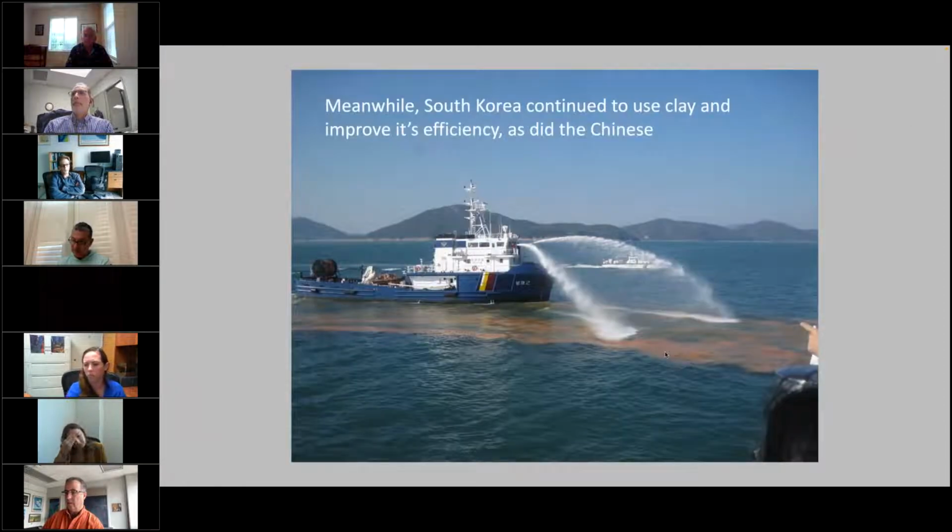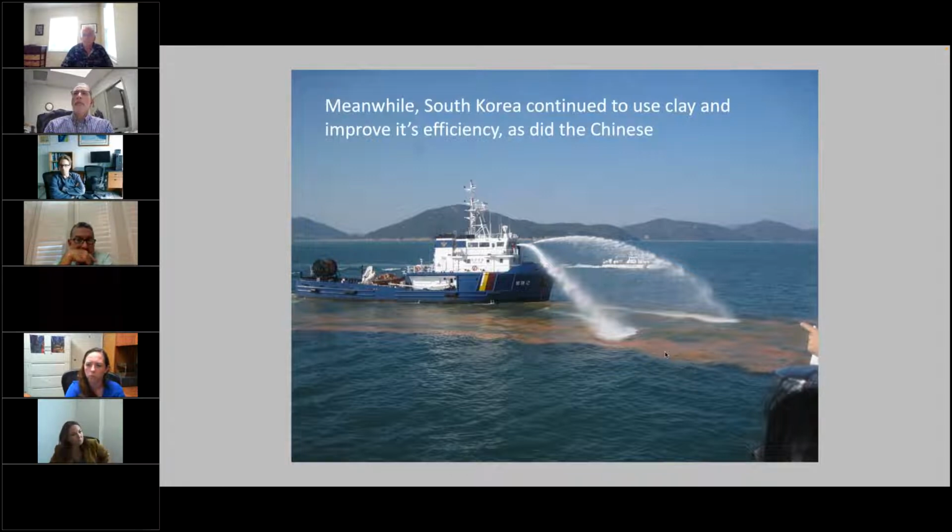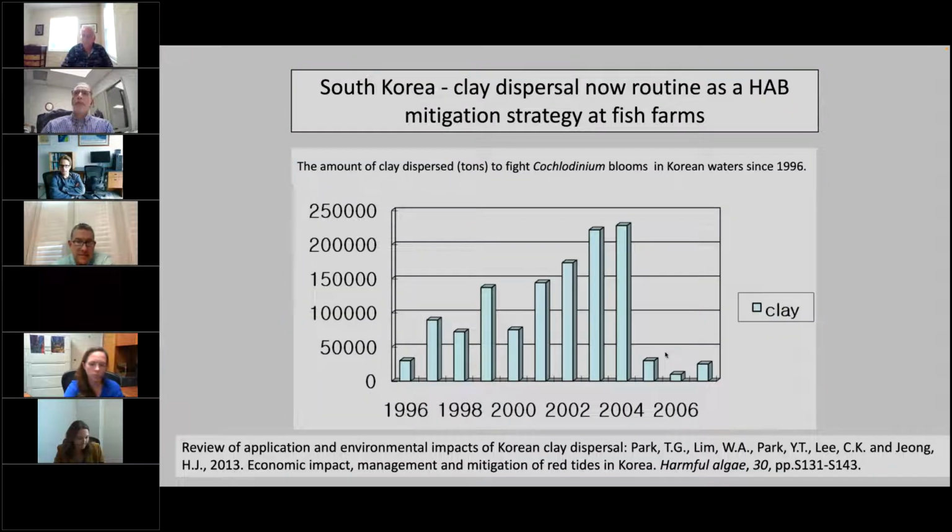So meanwhile, over in South Korea and in China, they continued to work on the clay and to improve its efficiency and the manner in which it's being dispersed. In Korea, they have 7 different vessels of the size you see here. In China, that many or more. That treat their blooms. This is kind of an old figure. I've not been able to get new data, but it does show you how many. These are tons of clay. So 250,000 tons of clay being dispersed in these different years to protect what was around a $1 billion fish farming industry, and very effectively.